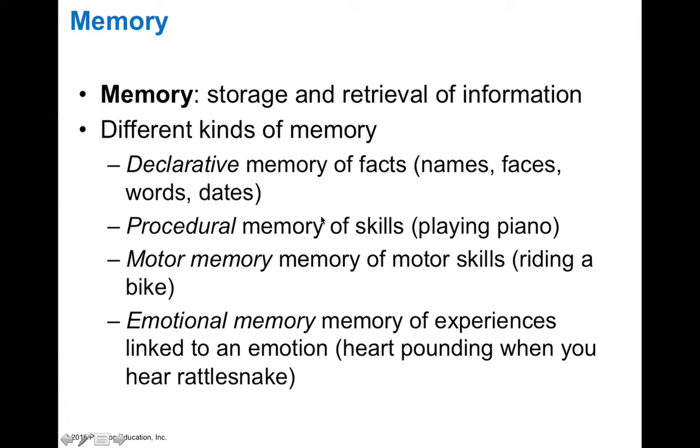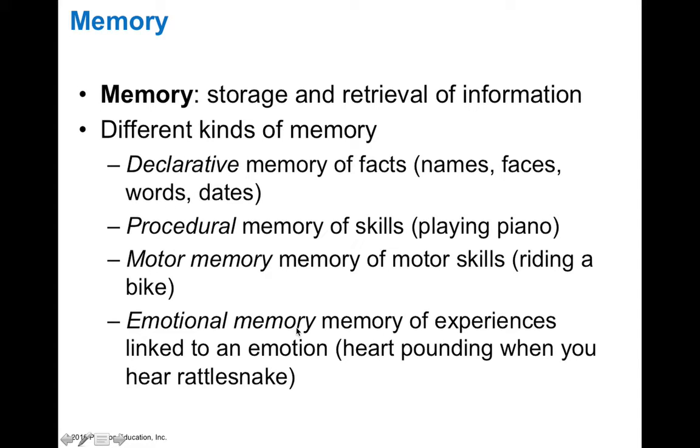Procedural memory is for skills, things like playing the piano. When you think about where procedural memory is stored, that's like muscle memory or motor memory, which is a memory of motor skills like riding a bike. These are stored in the motor regions of your brain, whereas declarative memory would be more in the regions of your brain associated with verbal types of memory, like remembering someone's name or words or dates.